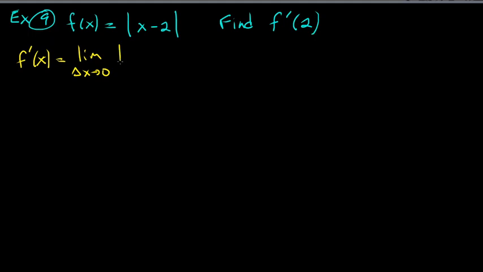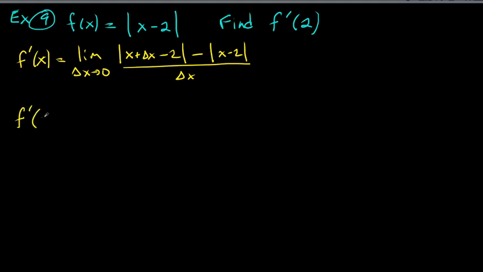Well, okay, before we do that, let's just write it down in general. So this is going to be the absolute value of x plus delta x minus 2, minus f of x, which is just the absolute value of x minus 2, all divided by delta x. So this is the derivative for any x. But in this problem, we only care about x equals 2. So we don't have to figure out the derivative for any x here. We can just figure it out for x equals 2.